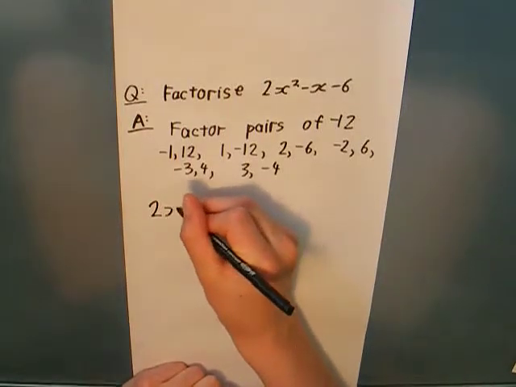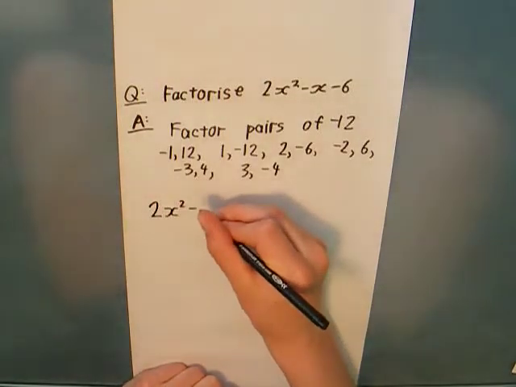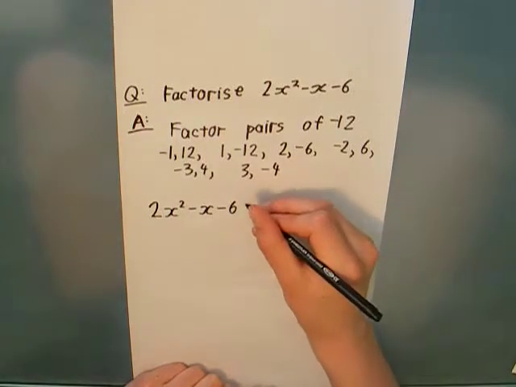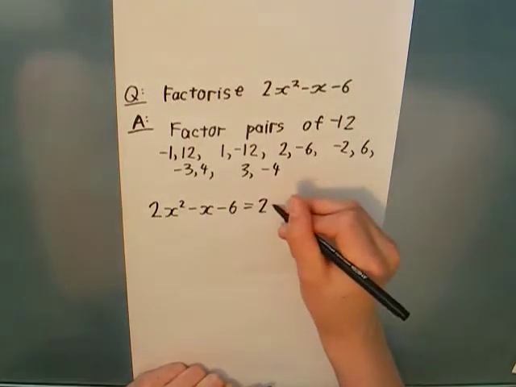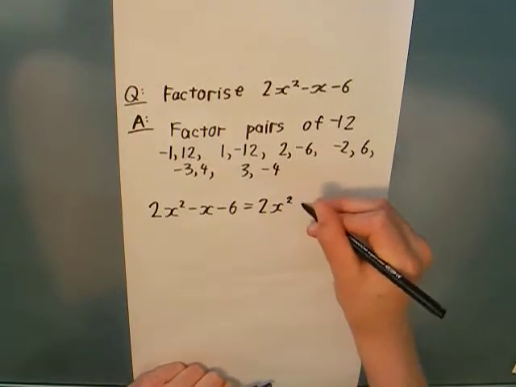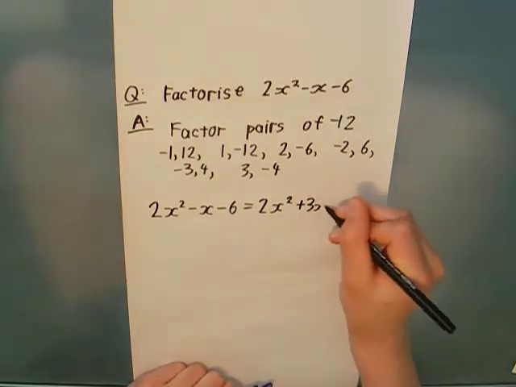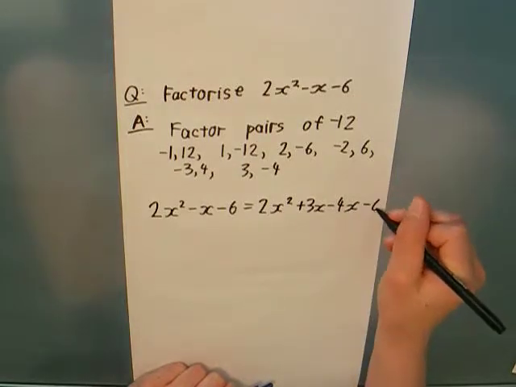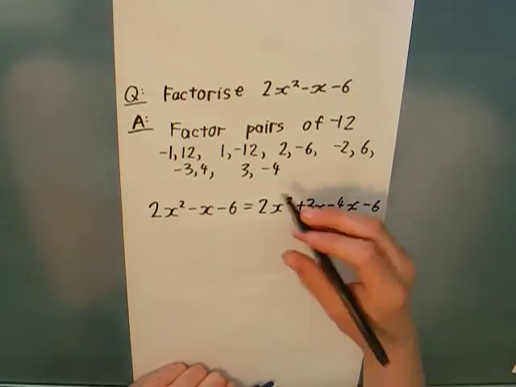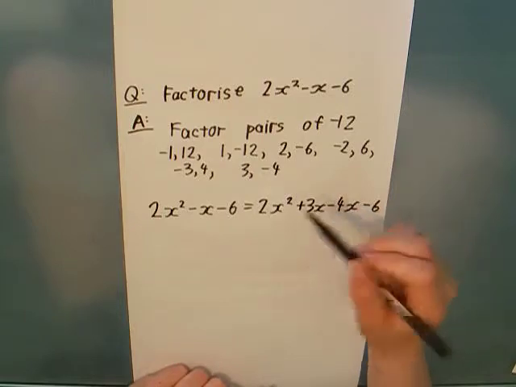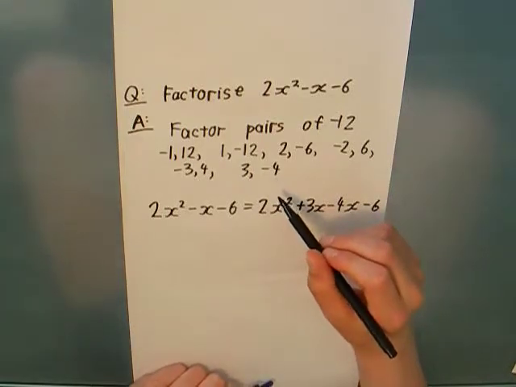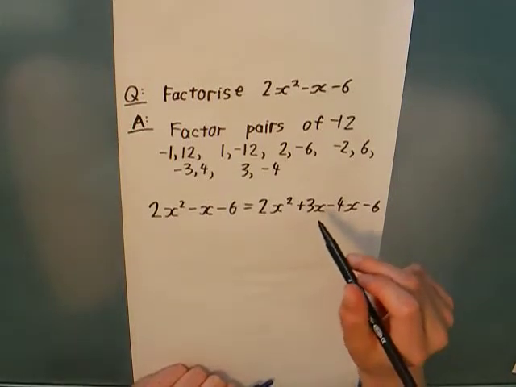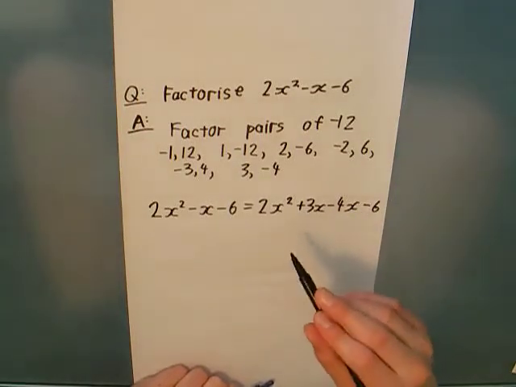You've got 2x squared minus x minus 6 equals 2x squared plus 3x minus 4x minus 6. And now this plus 3x is from the 3 here, and this minus 4x is from the minus 4 there. Now it doesn't matter which order you write them in, minus 4x first or plus 3x first.